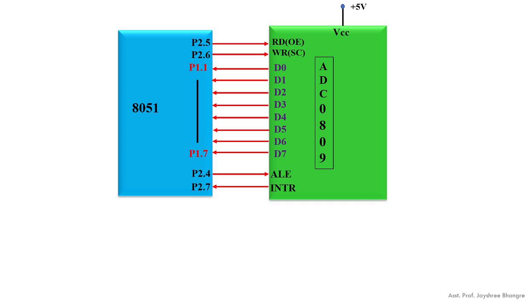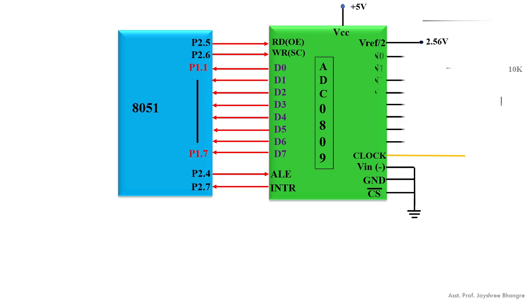Then the VCC pin is connected to plus 5 volt. V reference by 2 is connected to 2.56 volt, and V in minus, ground, and chip select inputs are connected to ground. Now here we have to apply the clock, and this chip doesn't have an on-chip oscillator or on-chip clock, so we have to apply the clock from an external source. And now we are applying the clock from this 8051 microcontroller.